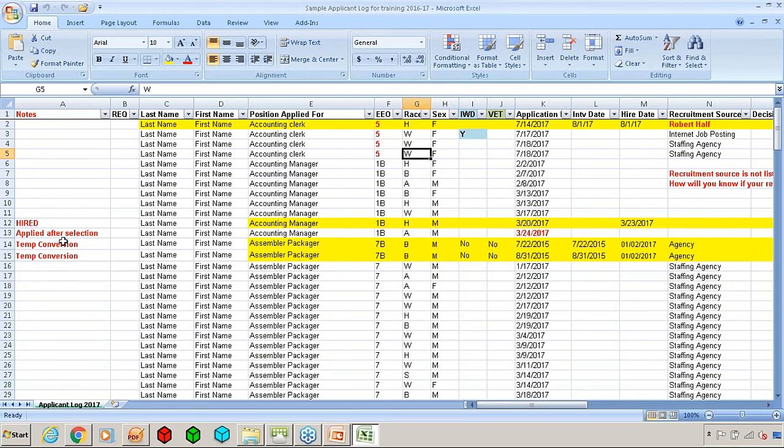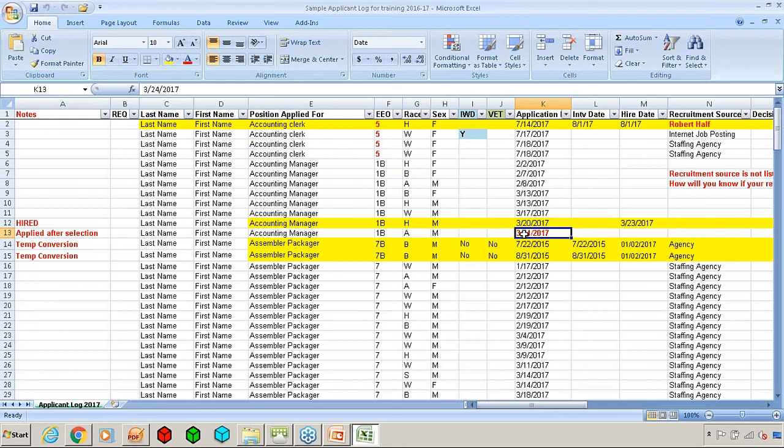In this particular case, we're looking at an accounting manager hired. This person was hired March 23rd, 2017. This person applied March 24th. So this is an indicator that the recruiter did not close the posting at the time of hire. So this individual we would not want to include if we turn this over to the OFCCP.